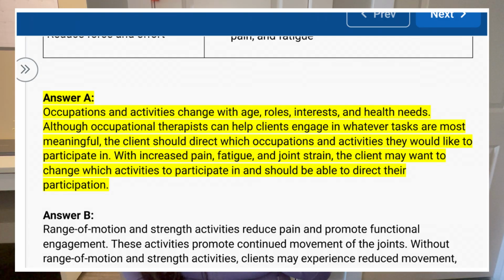Okay, now let's review why it wasn't the other answers. So, it was not answer A because occupations and activities change with age, roles, interests, and health needs. Although OTs can help clients engage in whatever tasks are more meaningful, the client should direct which occupations and activities they would like to participate in. With increased pain, fatigue, and joint strain, the client may want to change which activity to participate in and should be able to direct their participation.